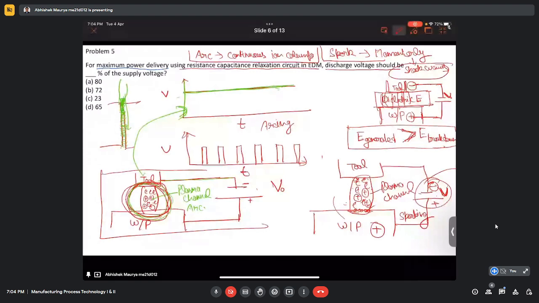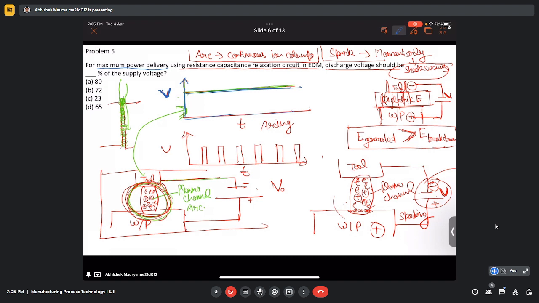Now, is it clear, or is some confusion still there? Spark is for a very small moment, arc is for a continuous long time. Okay, so if it is clear, then it should also be clear that for arcing we need this kind of voltage characteristics. The source voltage should be constant with respect to time.